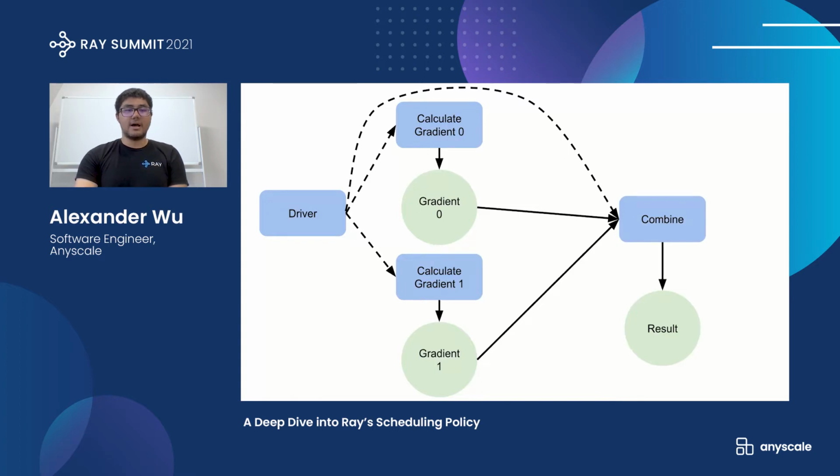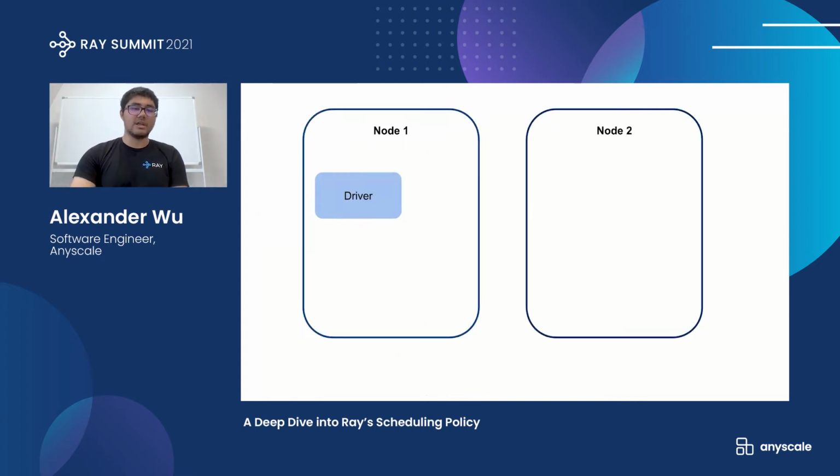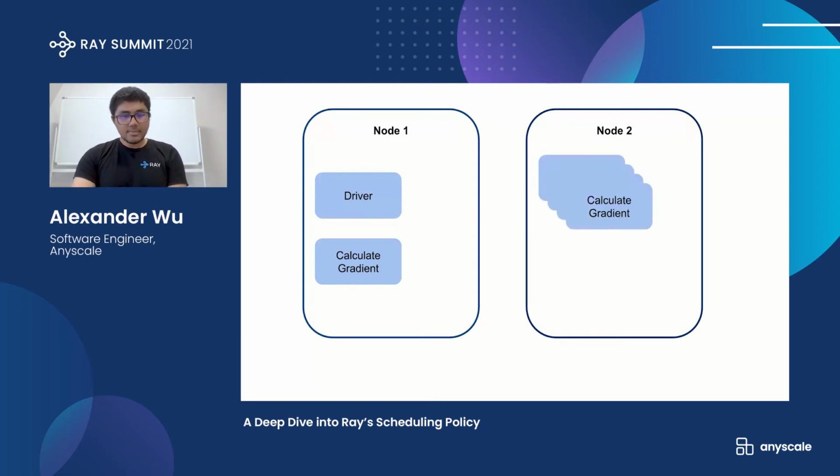From the perspective of how we're actually going to schedule these on nodes, it might look something like this. So we'll start with the driver again. It'll launch a calculate gradient task, maybe on the same node, but maybe this node runs out of space. So now we'll probably want to launch all of the other calculate gradient tasks on another node so that they can still run in parallel. And then finally, because most of our results are on node 2, ideally we would even want to schedule our combine task on that node to avoid having to transfer all of our gradients over the network.